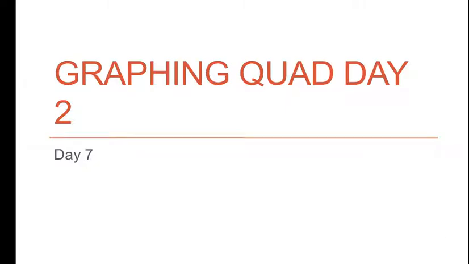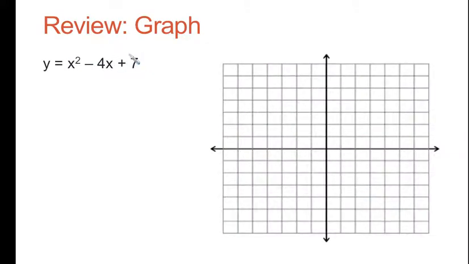Look at the second day of graphing. As a review from yesterday, we talked about how to graph this, and we talked about finding our vertex. Our x-coordinate is the opposite of our b value over 2a. So we have the opposite of b, so 4 over 2 times 1. So 4 divided by 2 is 2.